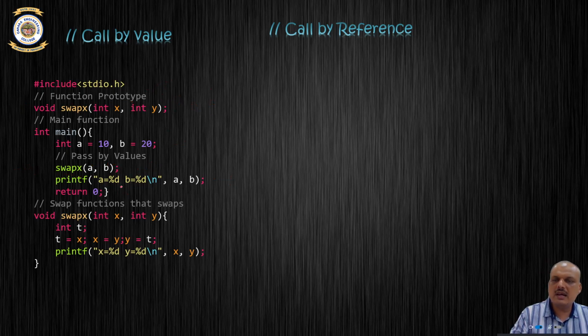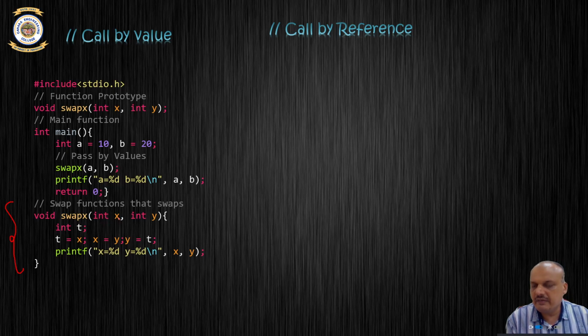Now let's look into what is happening in the function that is being defined here. This is the function definition part below the main program. The function takes integers x and y and stores them into other variables x and y. Mind you, this x and y are different from the ones in the main program. Sorry, it's not x and y, it's a and b. I have two variables a and b having the values 10 and 20.